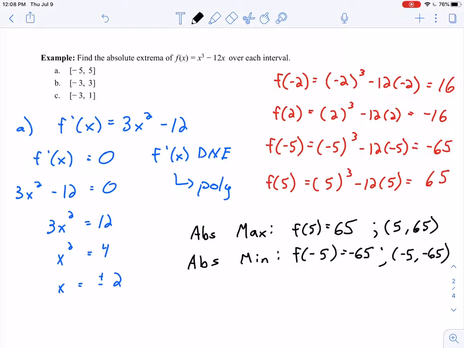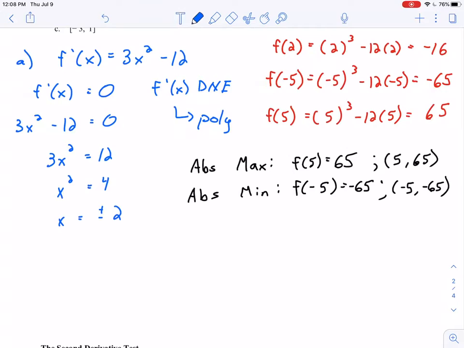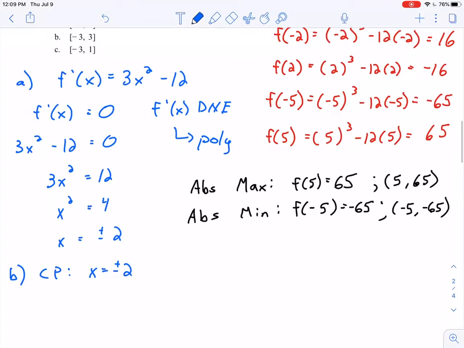If we have to test multiple intervals, it's kind of nice because we have done a lot of the work already. You would go and find your critical points, but we already did that. We're working with the same exact function. We're just changing our interval. So our critical points are positive 2 and negative 2. So we would like to test those along with our endpoints in our original function.